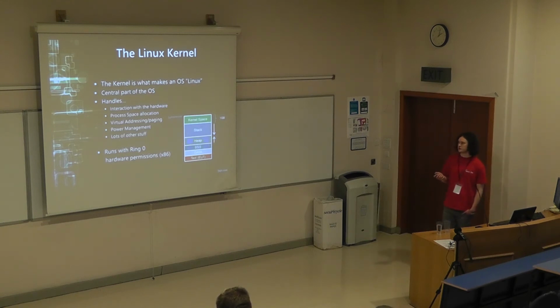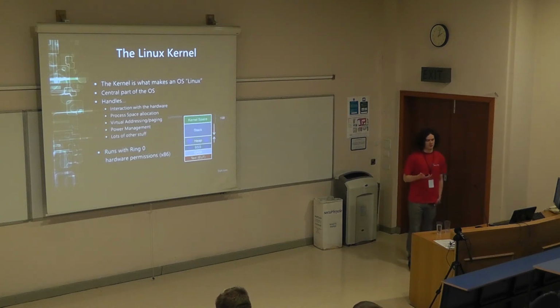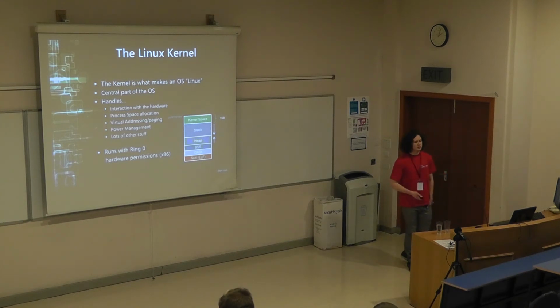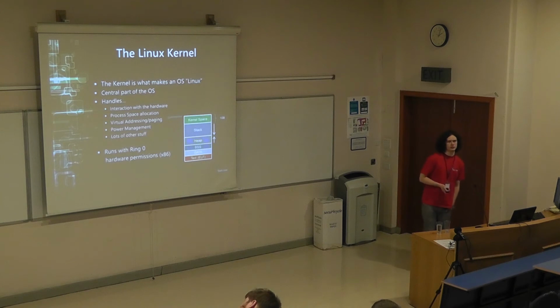So what the kernel basically does is the whole core OS part. It handles your process space allocation. It handles all your memory requirements. It does your power management. And it basically interacts with the hardware. It also provides a lot of functionality that your applications use to do the things they want to do. On x86 hardware, the kernel runs with what's known as ring 0 permissions. The Intel x86 architecture has a 4-tiered permission system, permission 0 to 3. It turns out pretty much every operating system will only ever use ring 0 and ring 3, which is full permissions and limited permissions.